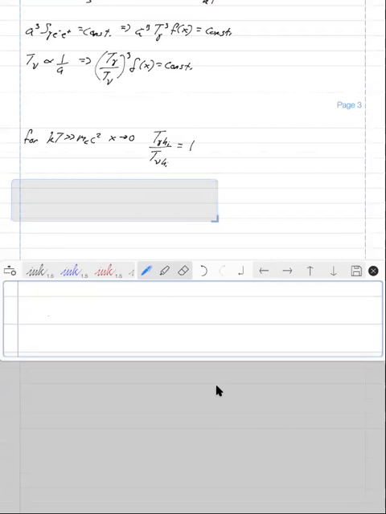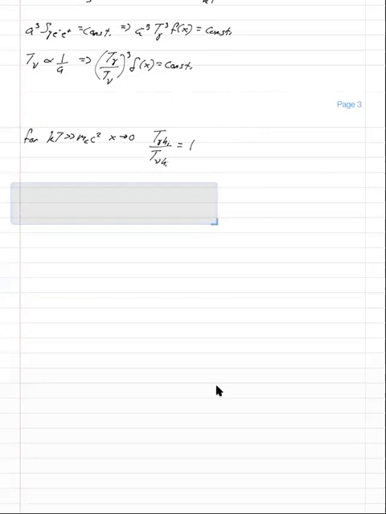Otherwise, let's go back to this expression. So we have the temperature of the photons divided by the temperature of the neutrinos times f of x is equal to a constant in all of these situations that we're talking about, from temperature of 10 to the 5 to 10 to the 10. So this is equal to a constant.